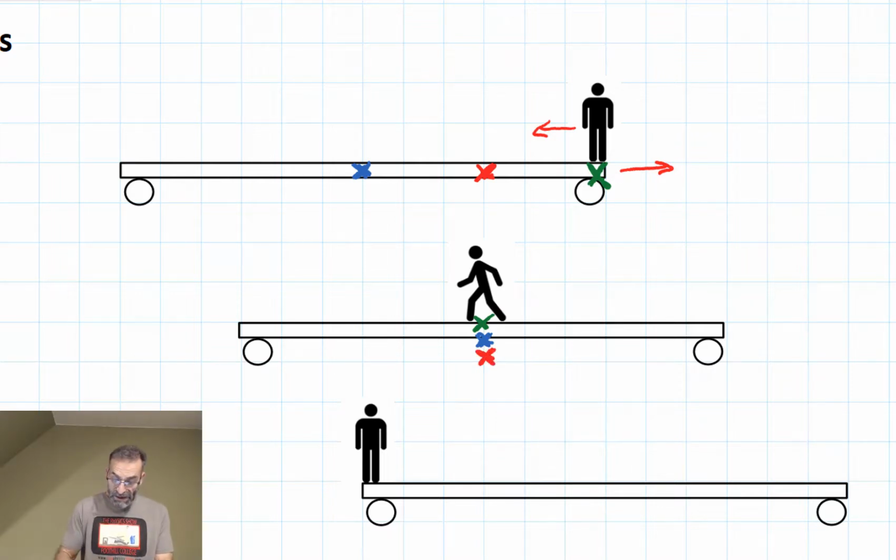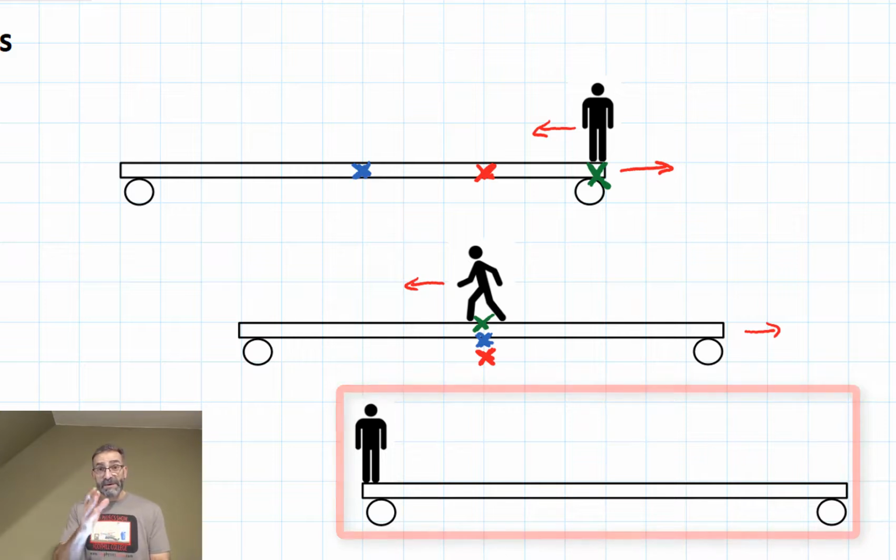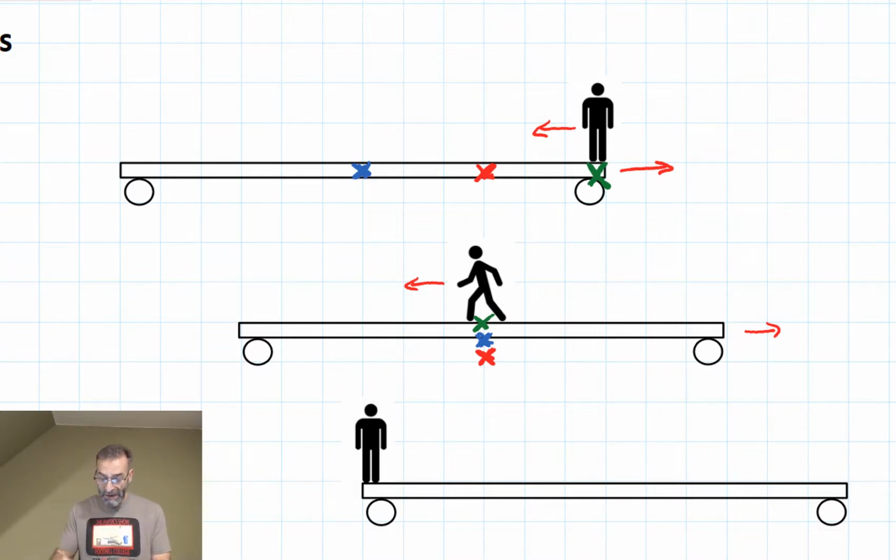And our person continues to move in this direction, and the cart continues to move in that direction until the person reaches the end of the cart and they stop. And of course, that's going to cause our cart to stop. So everything is at rest now. The horizontal location of the person's center of mass is right under where they're standing. Our cart's center of mass is at its center because it's uniform density.